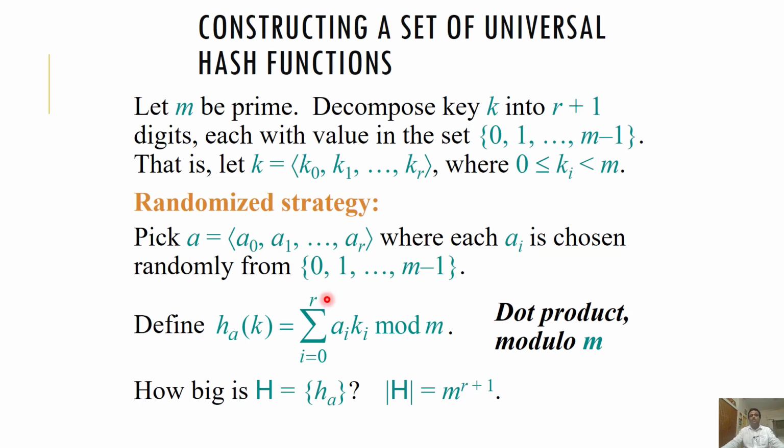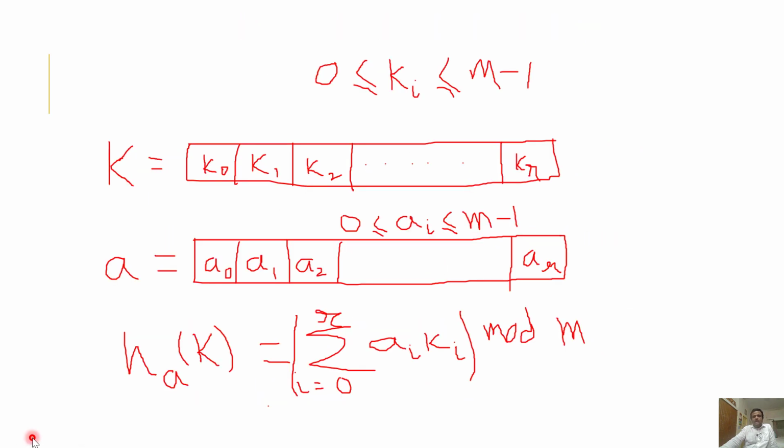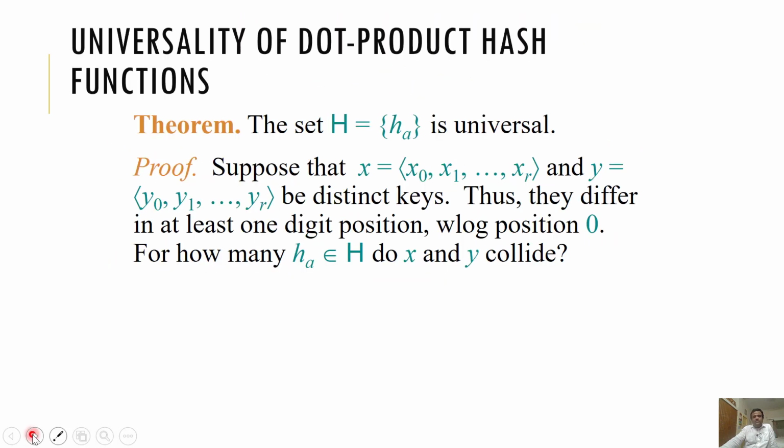So, how many such functions are there? It is basically the choice of a's. Each ai can be chosen in m ways, and there are r plus 1 of them. So, this is m to the power r plus 1, that is the cardinality of this collection of hash functions. So, now why is this universal hashing?